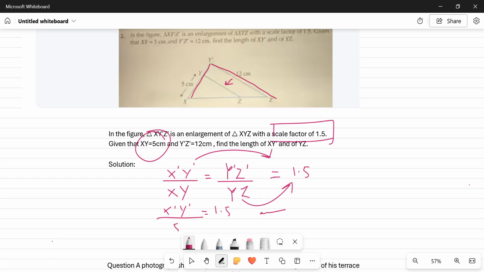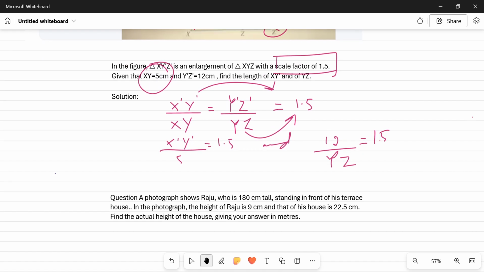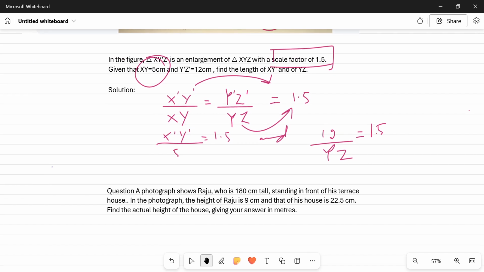The second one is Y dash Z dash over YZ. Check if the diagram is giving you 12 centimeter for Y dash Z dash. So YZ we need to find out, so YZ will remain as it is, and then the scale factor is given to you, which is 1.5. When you solve this question, students, you will get the answer, right?